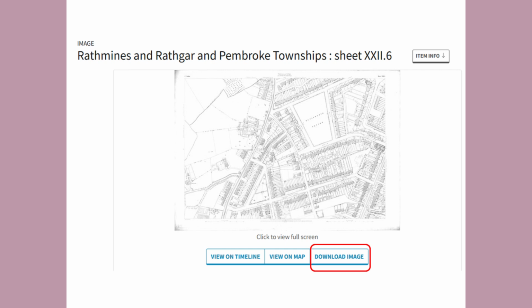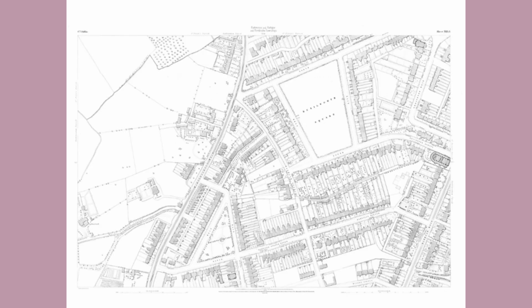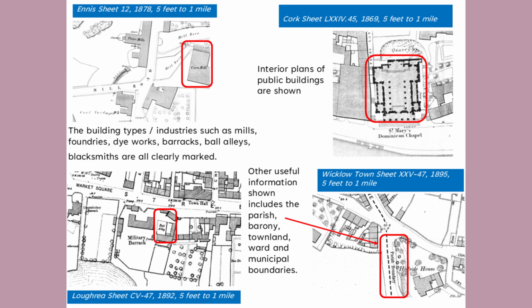And then when you're on that page, you'll be able to just click on View Item, and from there download the image and see the whole map in that format. This is just a selection of samples of extracts from various parts of the country, showing the type of information that is on these maps.